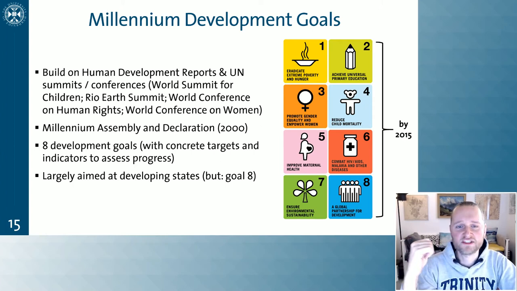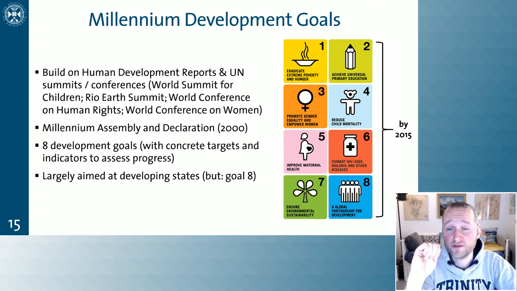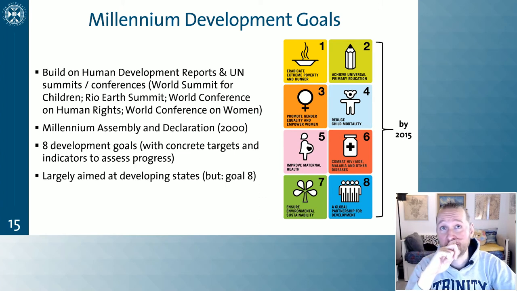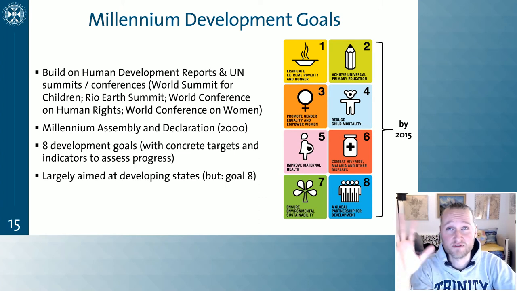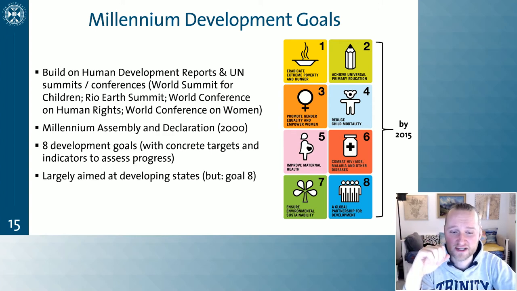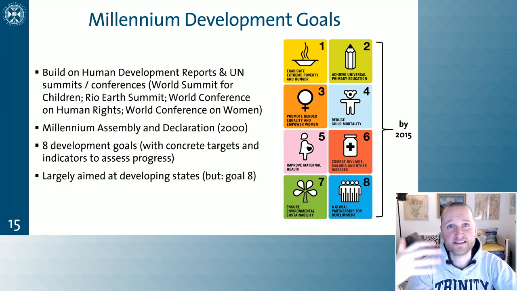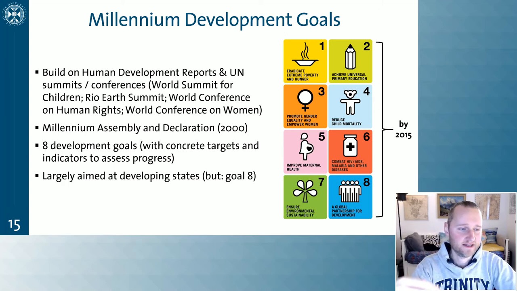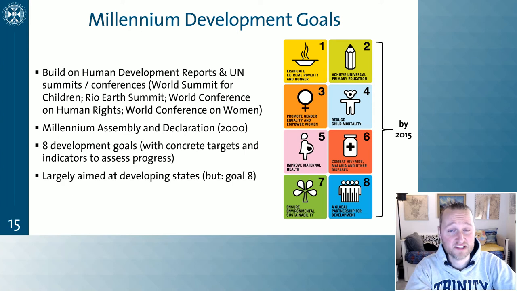For example, we had a World Summit for Children, we had the Rio Earth Summit. I still remember that because that was basically all that was on the news when I was 12 or 14 or so, even in Germany, which was very far away from Rio, of course. But the Rio Earth Summit as a summit that focused on natural sustainability and the sustainment of the natural world, with a World Conference on Human Rights and a World Conference on Women.